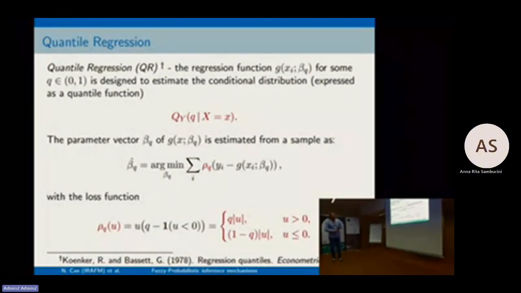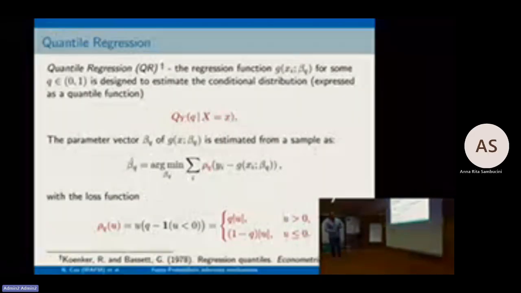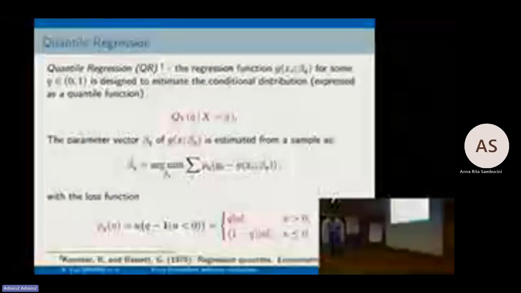The parameter vector beta_q, where q is the probability, is estimated from a sample in this way, where rho is the loss function defined in this simple way. So we have q and 1 minus q in this term, and we are looking for beta minimizing this term.